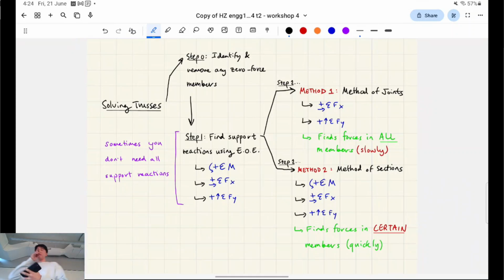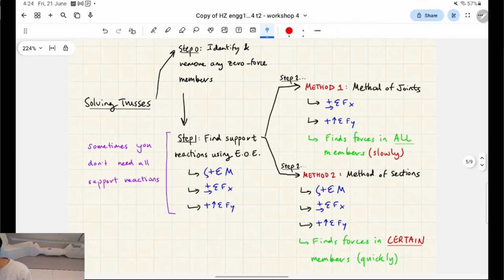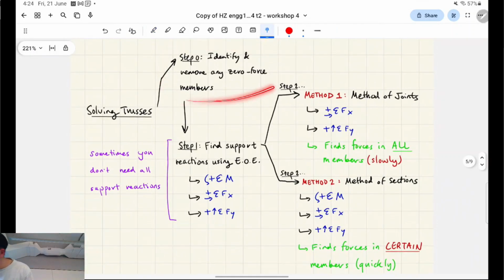So there's a lot on the screen right now, and I'm going to slowly explain it. Firstly, step 0, identify and remove any zero force members, so you don't need to consider them in your analysis. Okay, step 2, find the support reactions using equations of equilibrium.